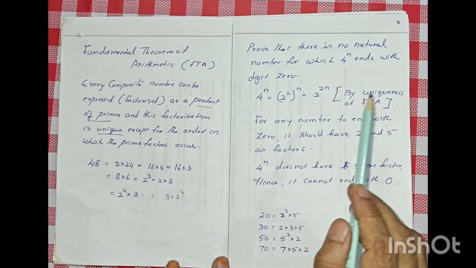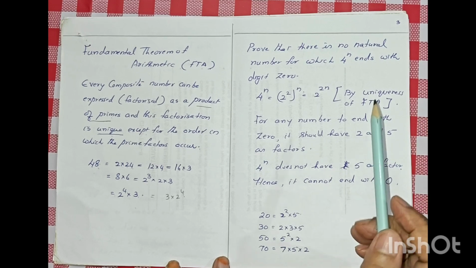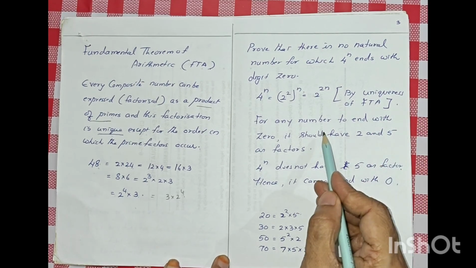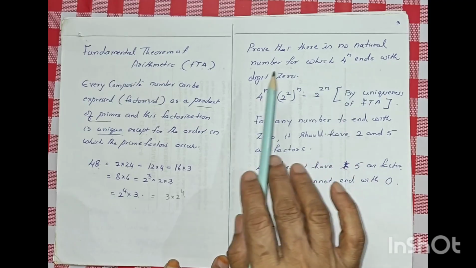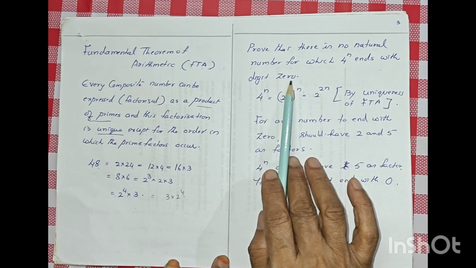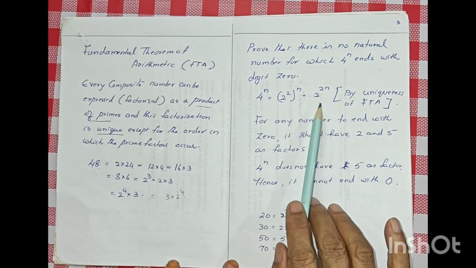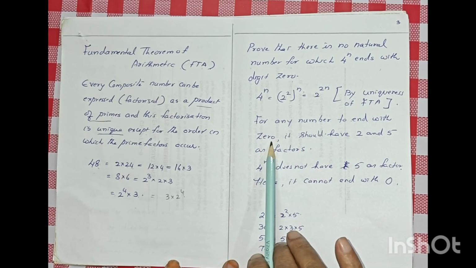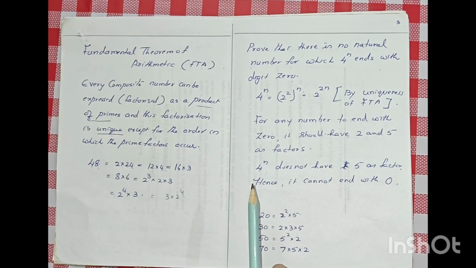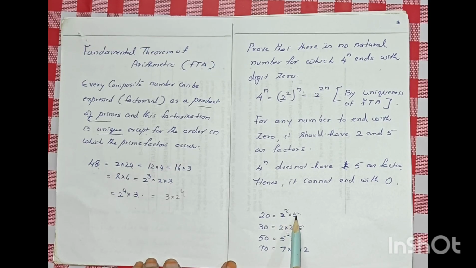Now we have to see the digit in the units place, whether it ends with 0 or not. For any number to end with 0, it should have 2 and 5 as factors. If you see, for example, 20. 20 is 4 into 5 or 2 squared into 5. 30, you have to express everything as a product of primes. 30 is 2 into 3 into 5. 50 is 5 squared into 2. 70 is 7 into 5 into 2.